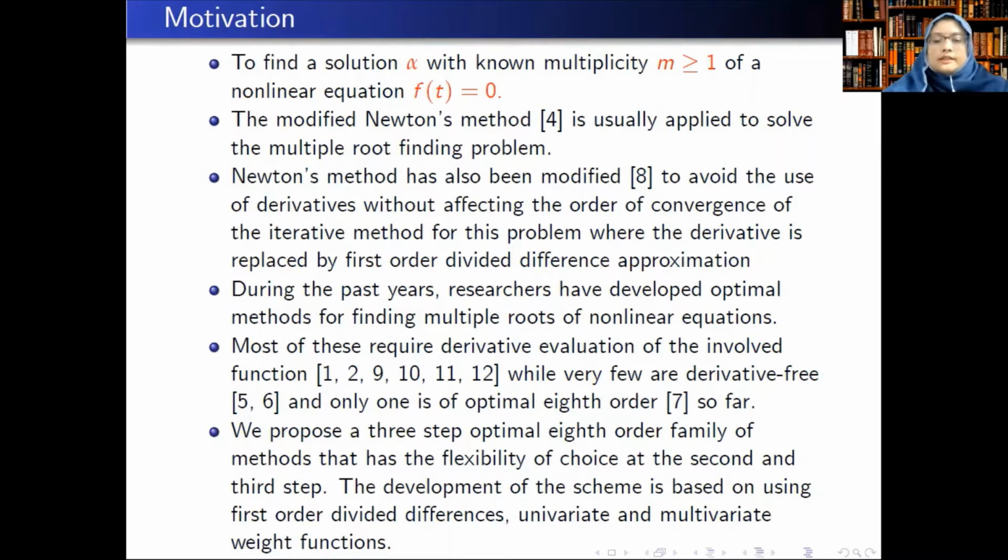During the past years, researchers have developed optimal methods for finding multiple roots of nonlinear equation for known as well as for unknown multiplicity. But most of the methods for the known multiplicity require derivative evaluation of the involved function. And there are very few which are derivative free, and only one is of optimal eighth order so far. So keeping this in mind, we propose a three-step optimal eighth-order family of methods that has the flexibility of choice at the second and third step, and the development also involves the first-order divided difference approximation, as well as univariate and multivariate weight functions.